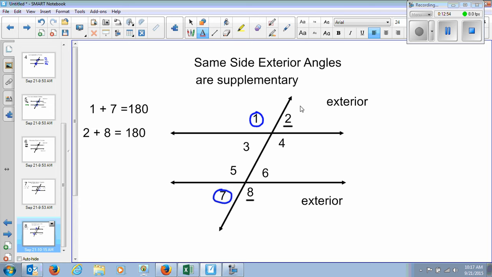That's it for today. Remember those, study it, write it down, make sure you know these angle pairs. They can help you out in a lot of different ways.